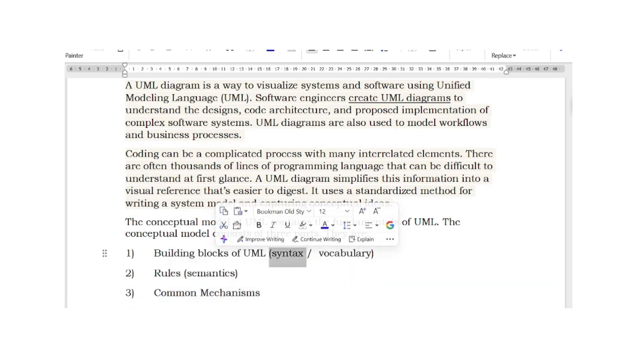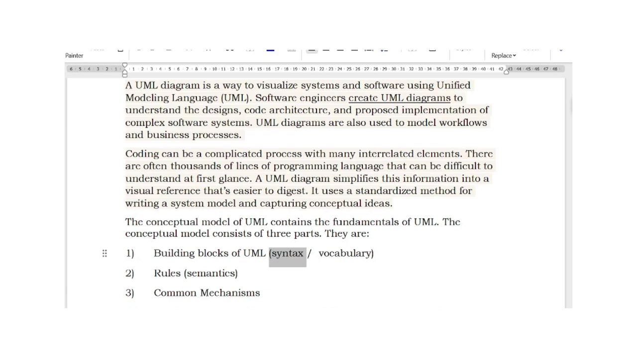Suppose if you want to write any program, we need to follow syntax according to the language. For that we need to follow syntax and semantics, and to execute we need to use some mechanisms in order to write the code, right? Like some logic. So how are we going to display the system architecture by using these three? The building blocks of UML are known as syntax or vocabulary.